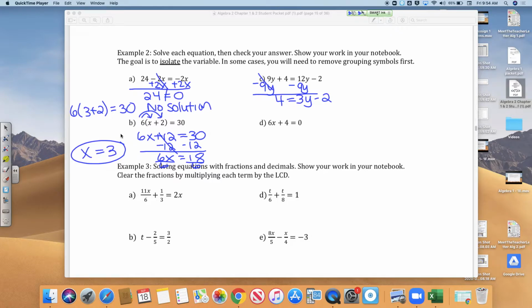Now the variable's on the right side of the equation. I prefer to have it on the left side, but I'm just going to deal with it and put my final answer with the variable first later. Now I see where my y is. It's on the right side of the equal sign.